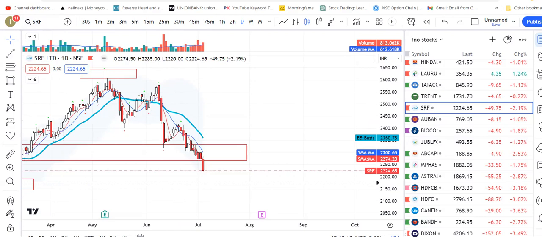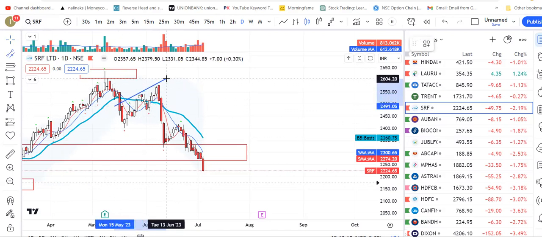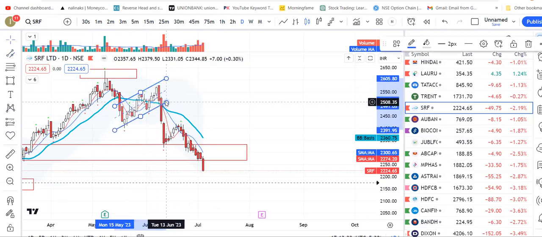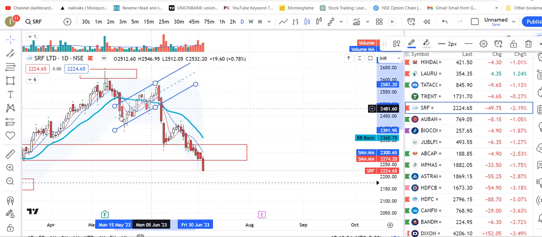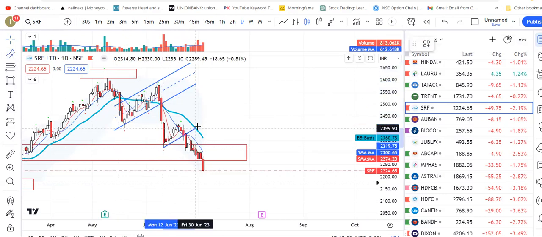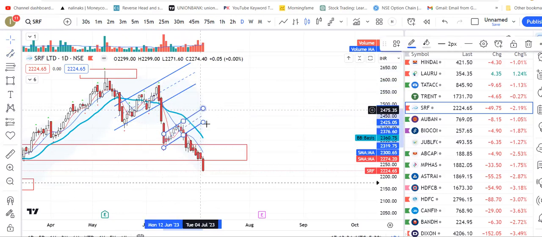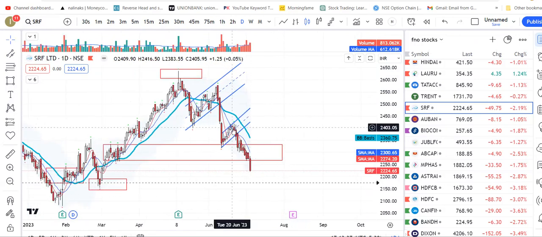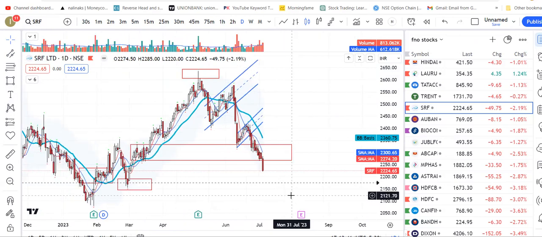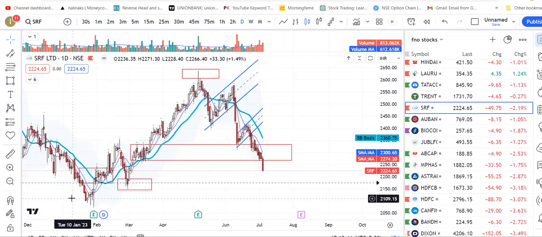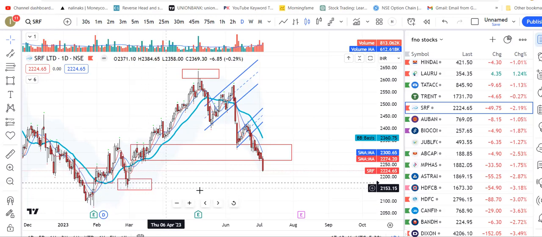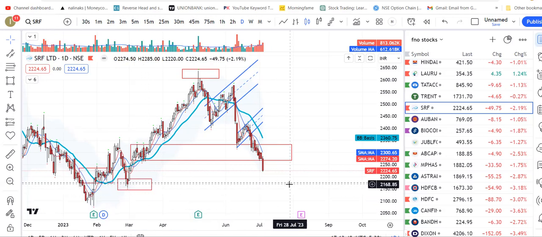Let me show it to you. This is a channel range. Ranges in a diagonal fashion. This is a channel range. It is a breakdown. So here also a small range breakdown. Okay, so you can take the breakdown trade on SRF. It continues. Now, if you see over here, whether it is coming to the support area. So like this, you can make your own judgment.